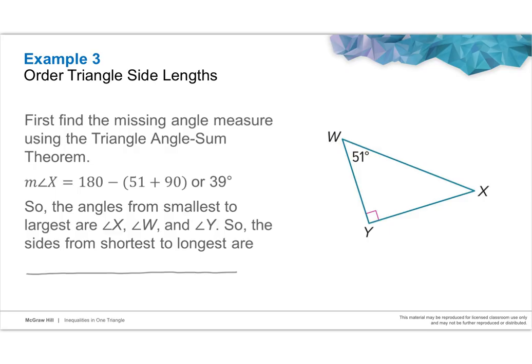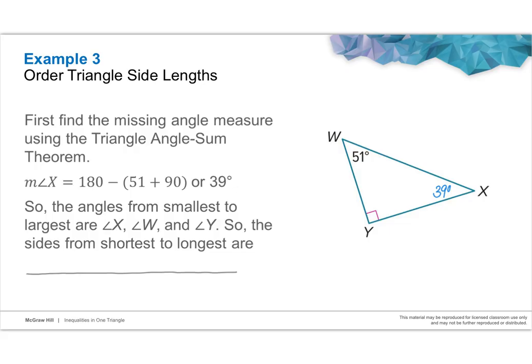So to find the measure of angle X, we're going to subtract the angles we know, 51 and 90, from 180, and we get 39 degrees. So we'll write that onto the diagram. And so the angles from smallest to largest are X, W, and Y.